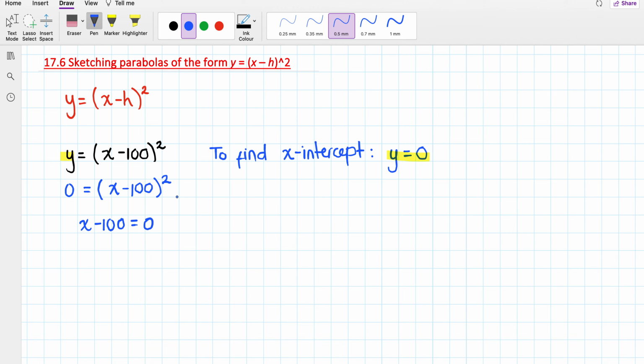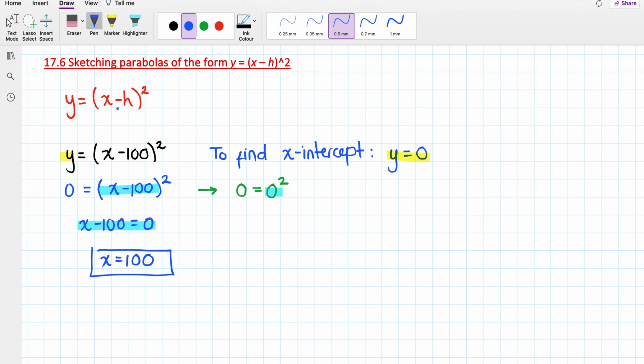Because I'm going to just put it here to the side, I'm going to put it with green. The only way that this is going to be true, if it's 0, is if 0 is equal to 0, which means that this has to be equal to 0. Okay, and that's what I have here. So if x take away 100 is equal to 0, that means that x has to be equal to 100.